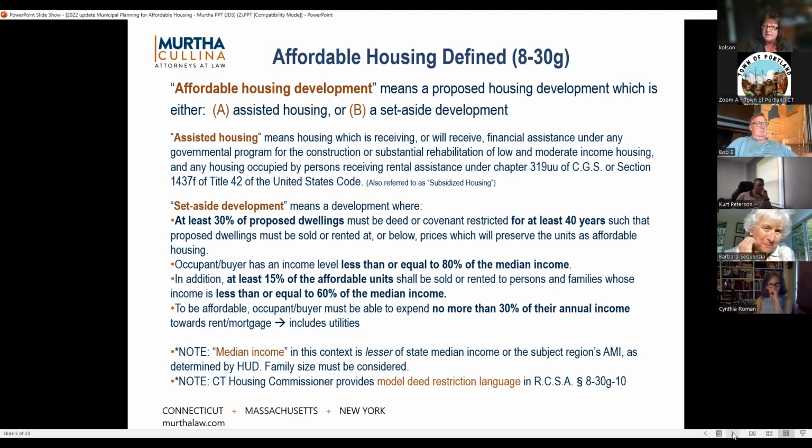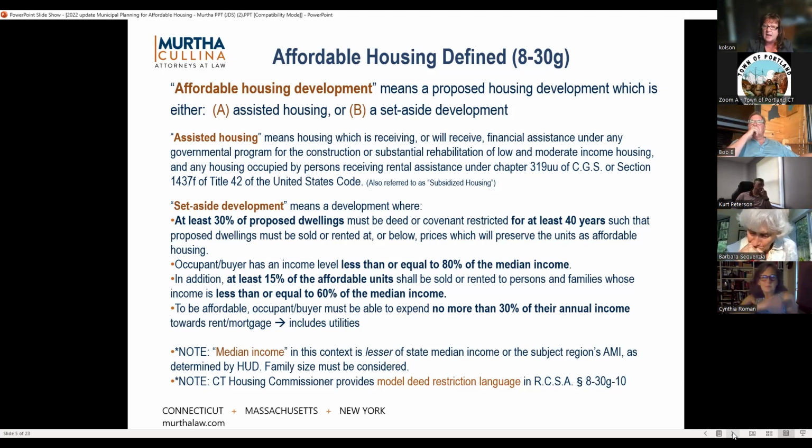Okay. Now, the difference between this and subsidized housing is that you're not entitled to subsidized housing, Section 8 housing, unless you're at 50% or less than the median income. So again, this is not Section 8 housing. This is workforce housing. Okay.